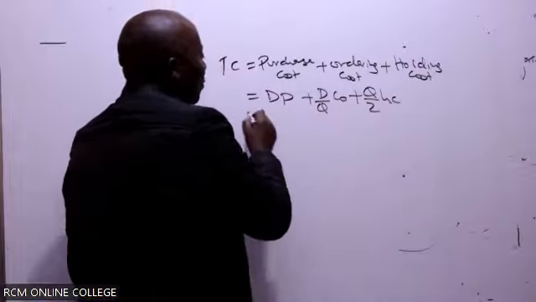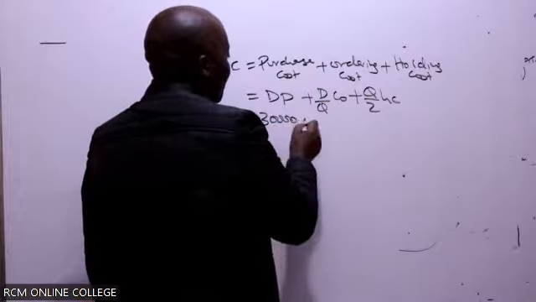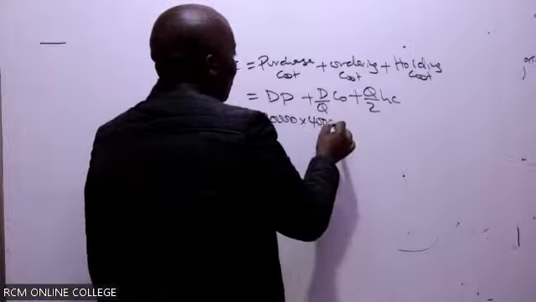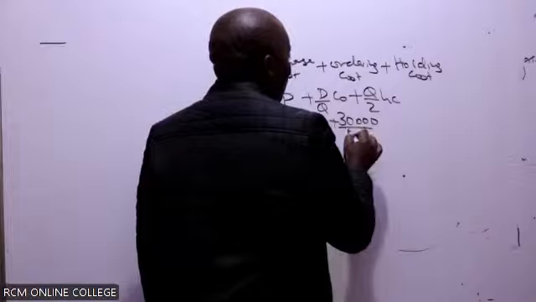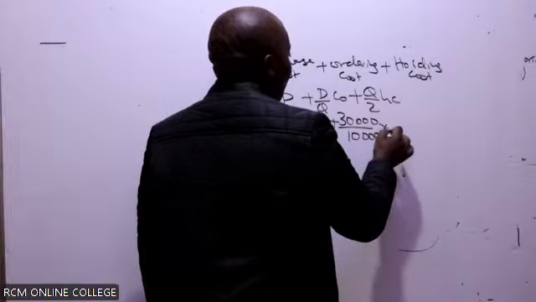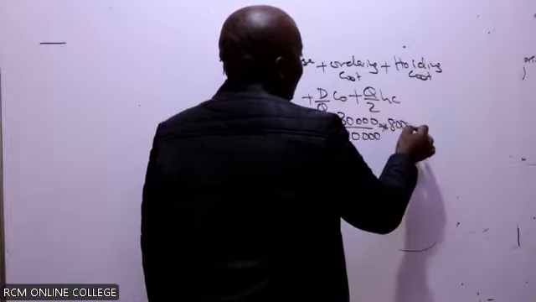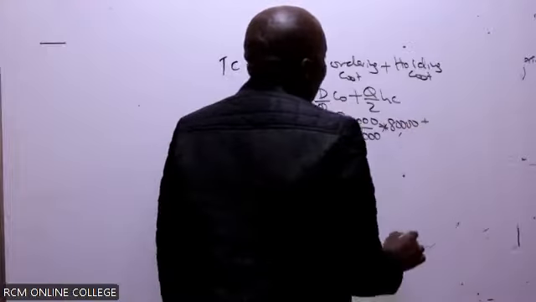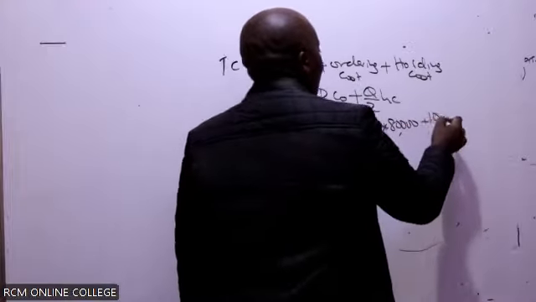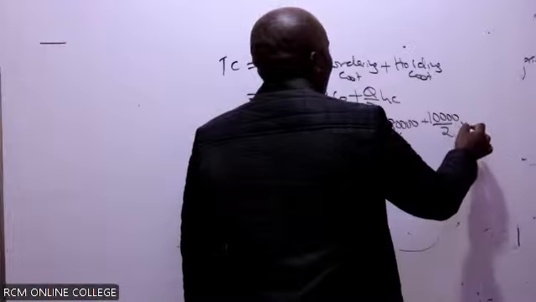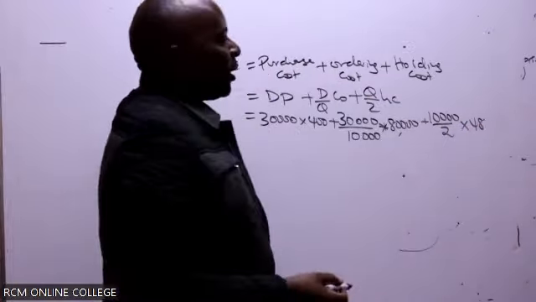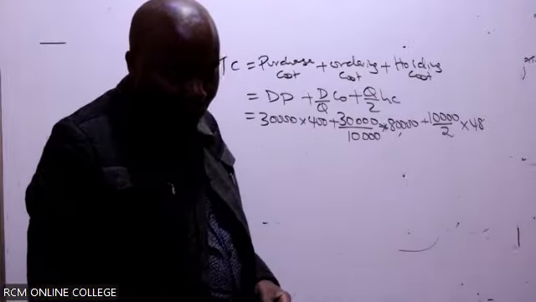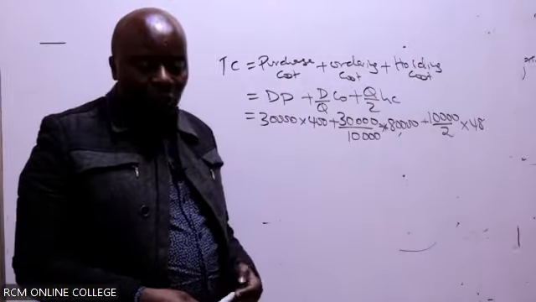So the annual demand is 30,000 times the price, 400, plus annual demand 30,000 over this EOQ, 10,000, times cost per order, 80,000, plus the EOQ 10,000 over 2 times the holding cost, and if I'm not wrong, it is 48. And then you can even get everything at once. I hope that is helpful.